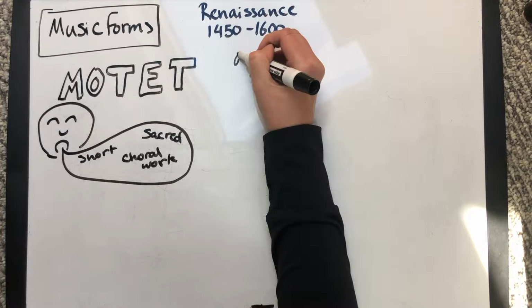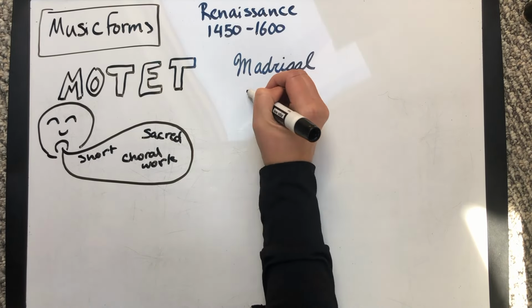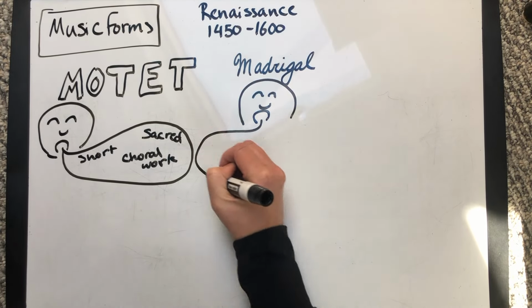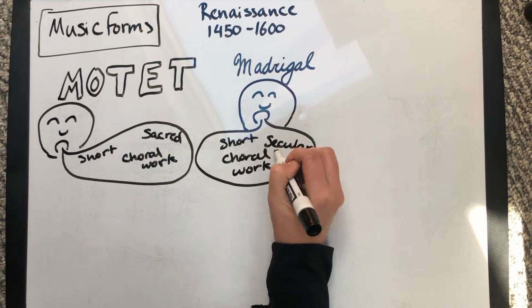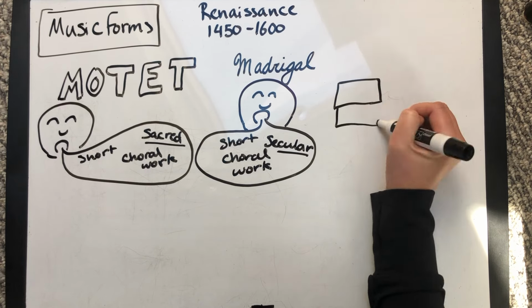The second type is madrigal, and no, not talking about Encanto here, but madrigal. It was very similar to the motet. It was short and choral, but it was secular instead of sacred.